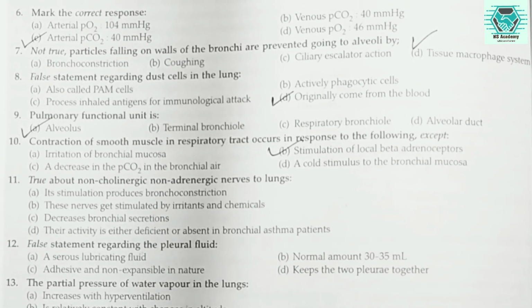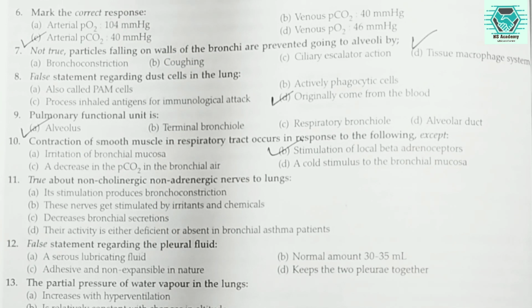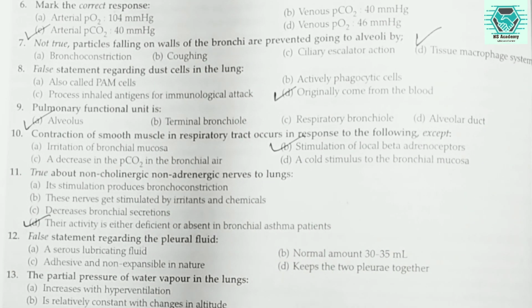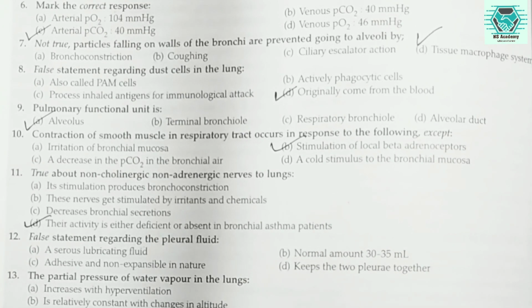Number 11: true about non-cholinergic, non-adrenergic nerves to the lungs. A, its stimulation reduces bronchoconstriction. B, these nerves get stimulated by irritants and chemicals. C, decreases bronchial secretions. And D, their activity is either deficient or absent in bronchial asthma patients. Which is true? It is D.